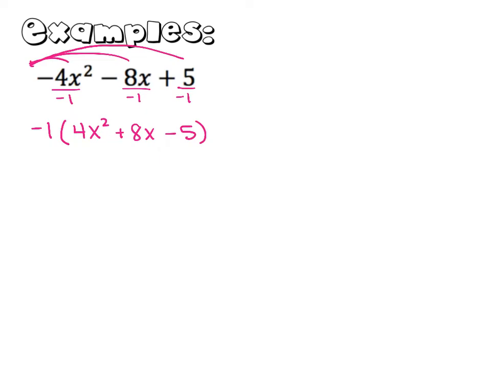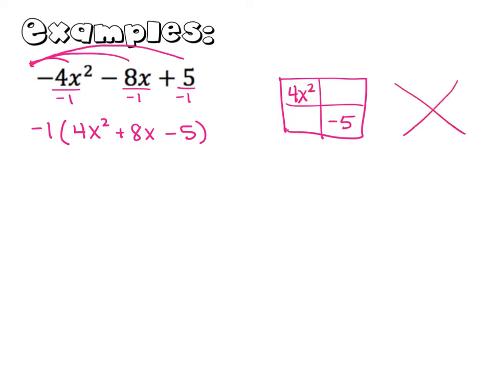Again, if I didn't take that negative out first, it kind of makes the box a little bit messed up. Technically, I could still continue factoring and take it out later, but that gets really messy too. So we always want to focus on taking out the greatest common factor first. Then I can factor the part that's left just like we did yesterday. So 4x squared in my first box, negative 5 in my last box. When I multiply those together, I get negative 20.